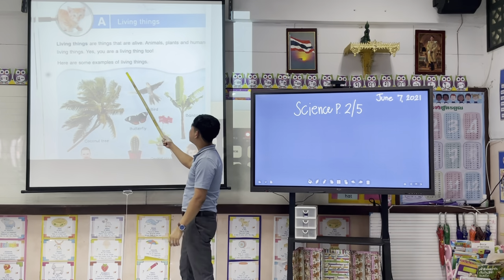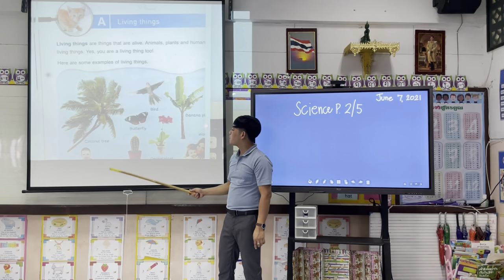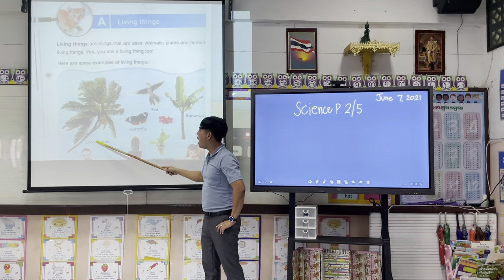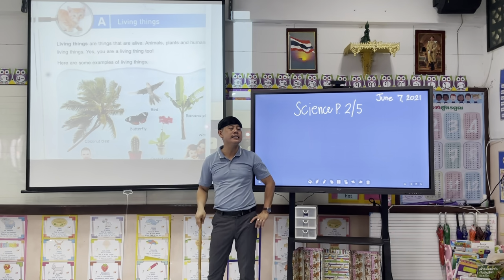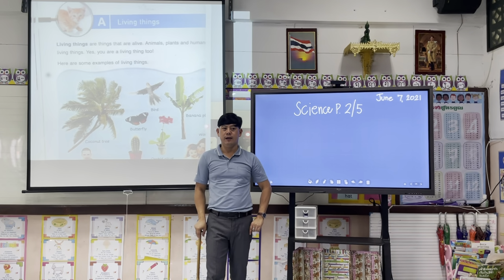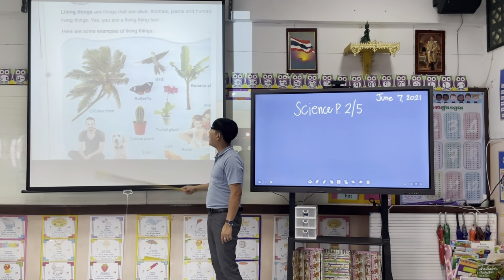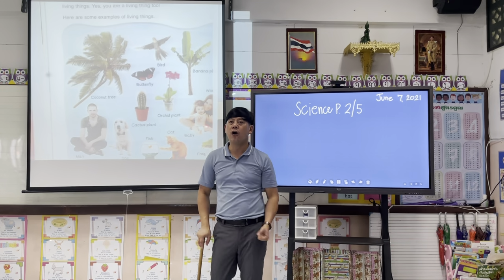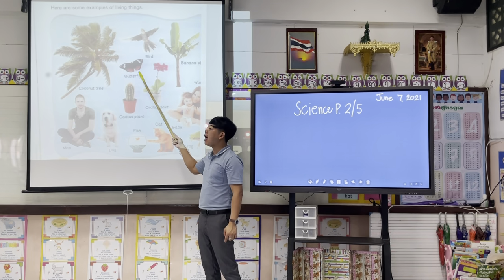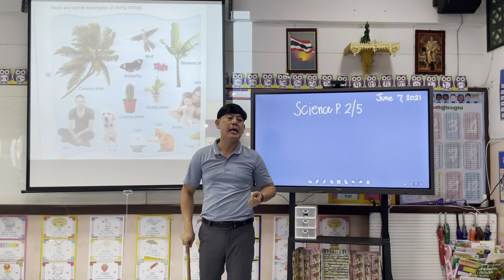Here are some examples of the living things. The first picture is a coconut tree. A coconut tree is a living thing. Why is a coconut tree a living thing? Because it can grow. Is it correct? How about the butterfly? A butterfly is an insect or an animal. It is also a living thing because it can fly, which means it can move from one place to another.